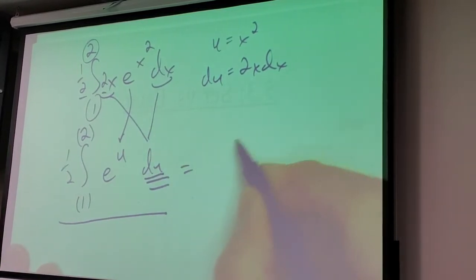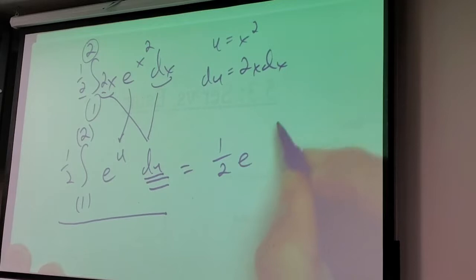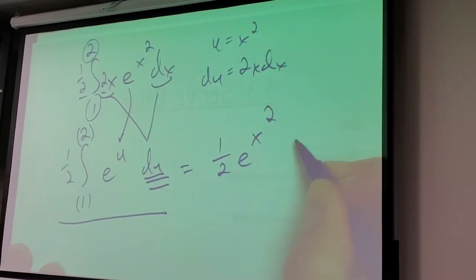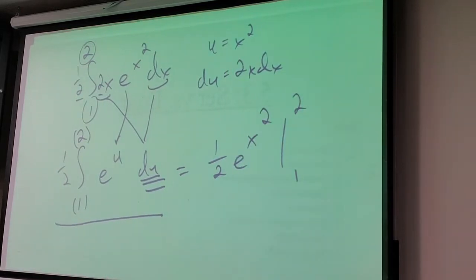So how are we doing this then? What is the integral of e to the U? Incredibly enough, it's e to the U. And then I'm going to bring my x back. Is that cool? So now I can put 1 and 2 in. Is everybody cool with that? It would be 1/2 e to the U, and U was x squared. So if you come back to x at the end, then you need to plug the original limits in, because that's what x is doing.